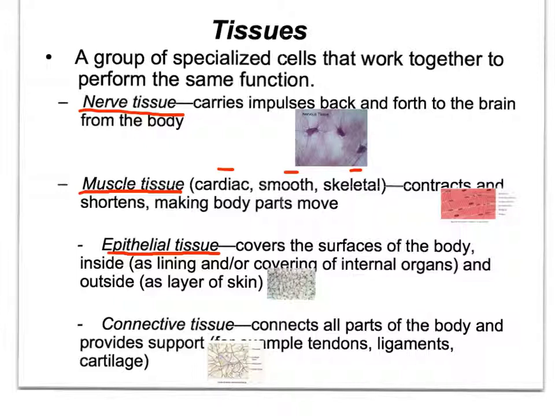The fourth type of tissue you need to know about is connective tissue. And connective tissue connects all parts of the body and it provides support. So we're going to be learning about tendons. Tendons connect muscle to bone. Ligaments, they connect bone to bone. And then also cartilage, which you'll have in your nose, and your ears, and in your knee, and other places where bones come together.